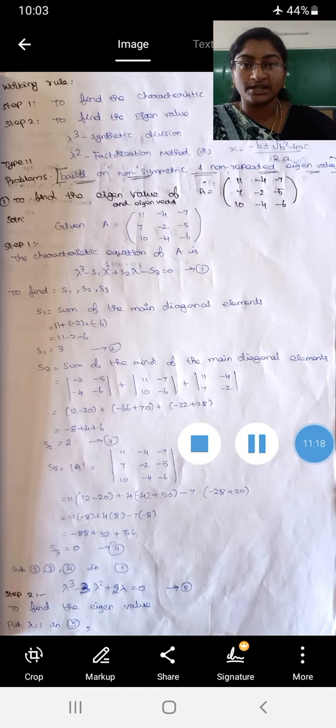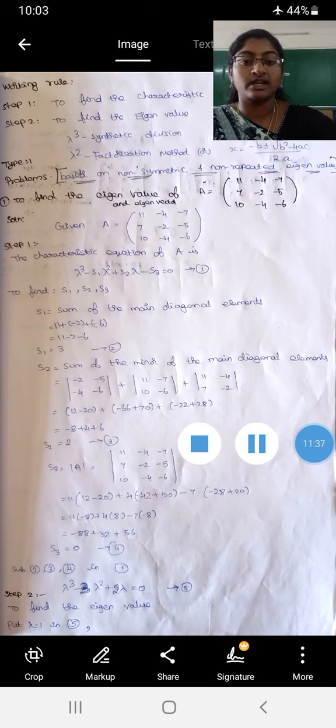Step 2, we have to find eigenvalue. Step 3, we have to find eigenvector. Now let's solve step 1. Characteristic equation of A is, this is 3 by 3 matrix. So formula for 3 by 3 matrix is lambda cube minus s1 lambda square plus s2 lambda minus s3 equal to 0. Mark this as first equation.